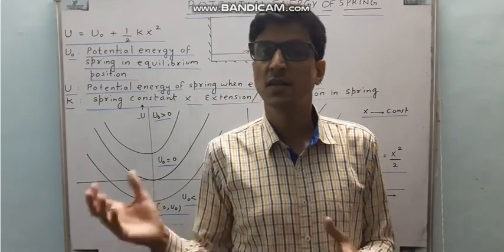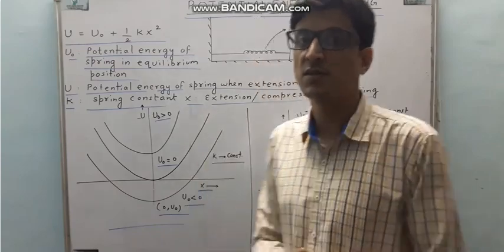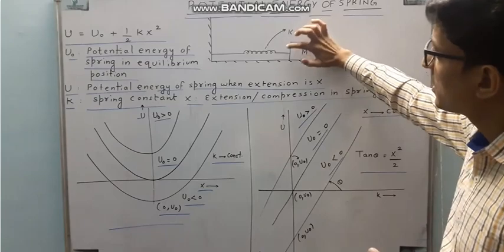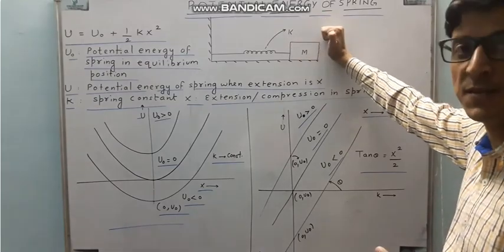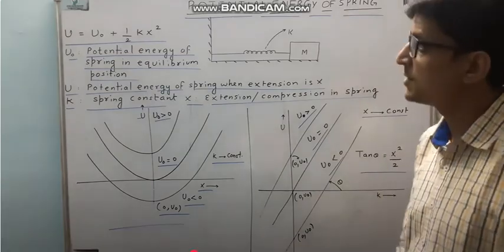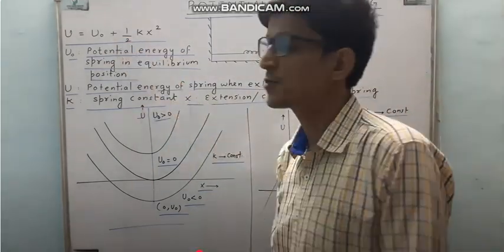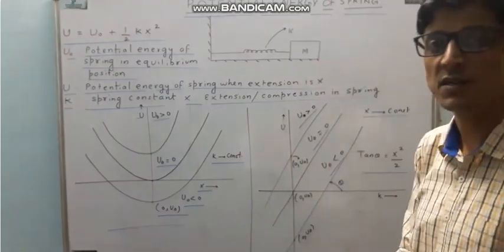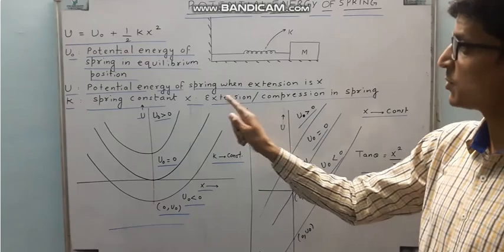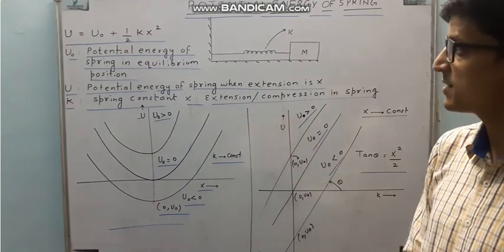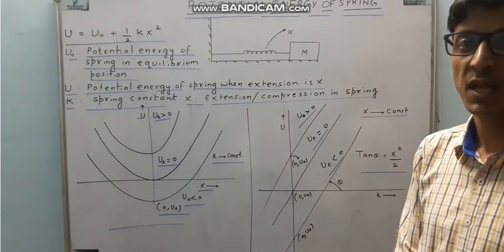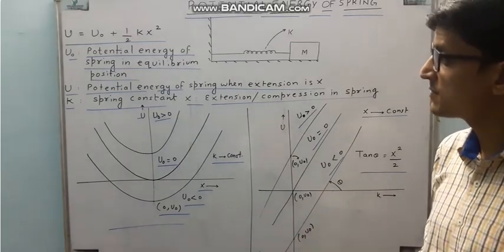So let's now discuss the mathematics of the system. Suppose there is a mass M which is connected to a spring of spring constant K. The potential energy, by proper derivation, comes out to be U0 plus half kx square, where U0 is the potential energy of the system when the system is in equilibrium, U is the potential energy of the spring when the extension is x, K is the spring constant, and x is the extension or compression in the spring. Now let's discuss the graphs.